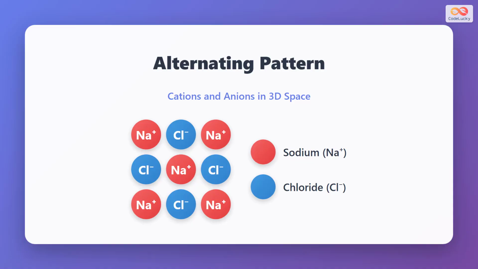One of the most important features of ionic crystal lattices is the alternating pattern of cations and anions. Let's look at sodium chloride, or common table salt, as our example. In this structure, sodium cations with a positive charge and chloride anions with a negative charge alternate in a three-dimensional checkerboard pattern. Each positive sodium ion is surrounded by negative chloride ions, and each negative chloride ion is surrounded by positive sodium ions. This alternating arrangement maximizes the attractive forces between oppositely charged ions while minimizing repulsion between ions of the same charge.